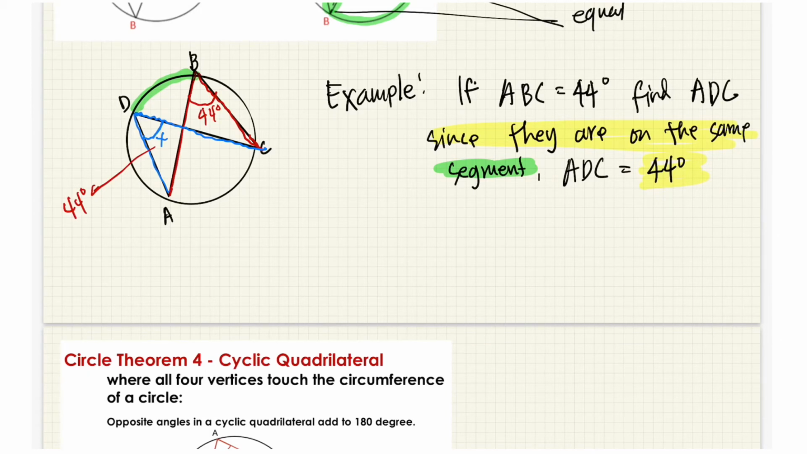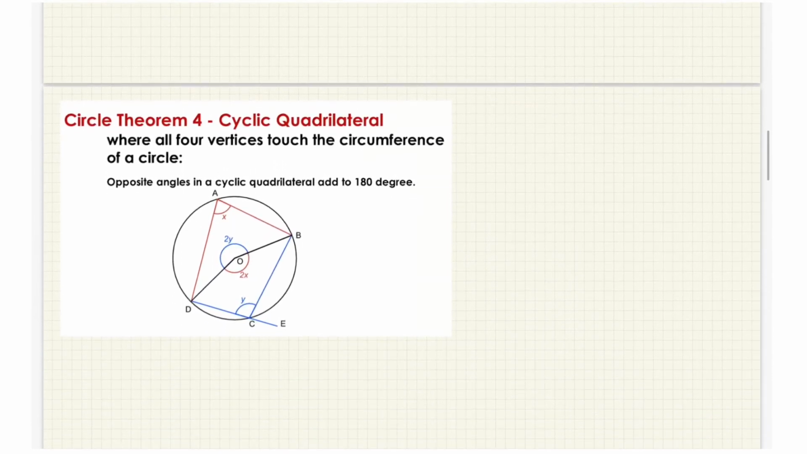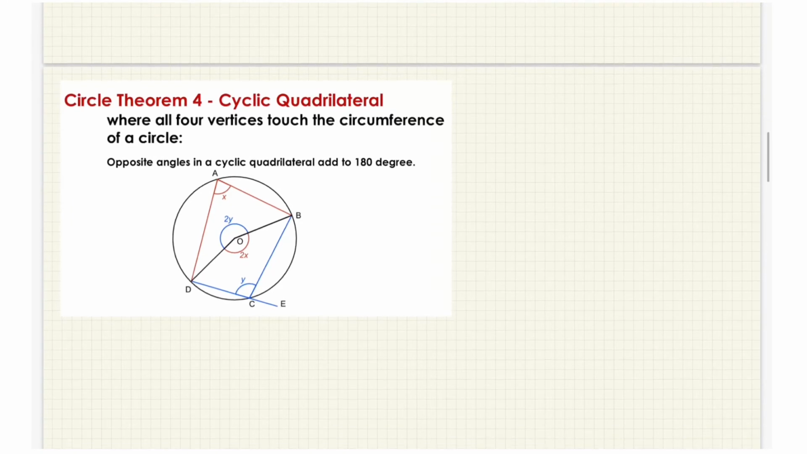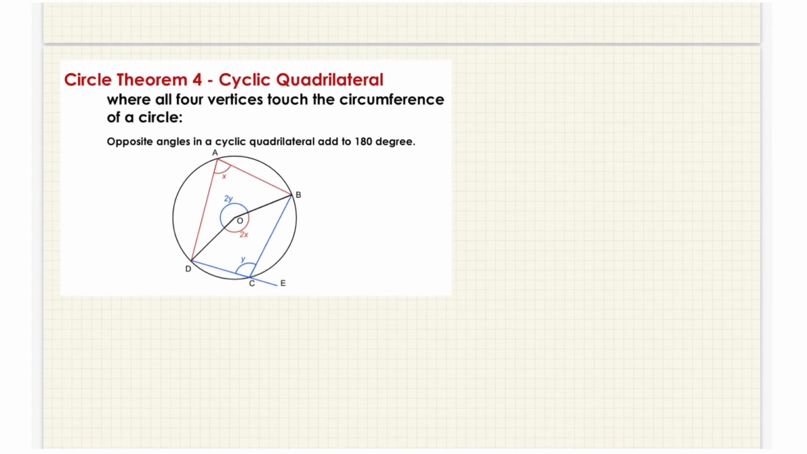All right. Next we go for the next theorem, circle theorem 4. Circle theorem 4 is about a cyclic quadrilateral, where all the vertices touch the circumference of the circle. And you have to pay attention. Opposite angles in a cyclic quadrilateral add to 180 degrees.